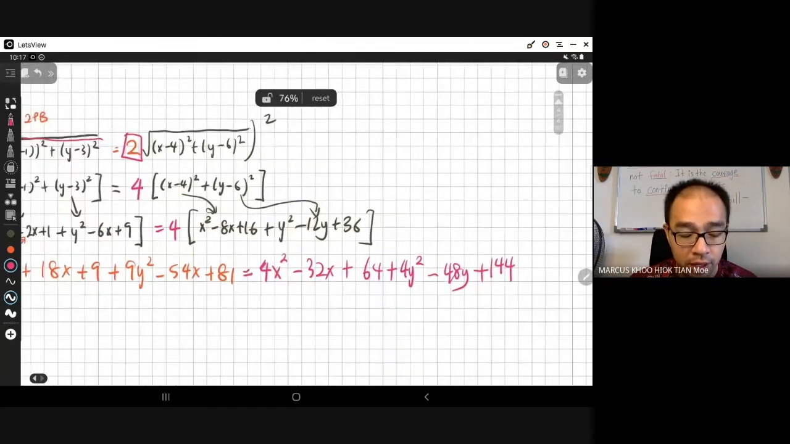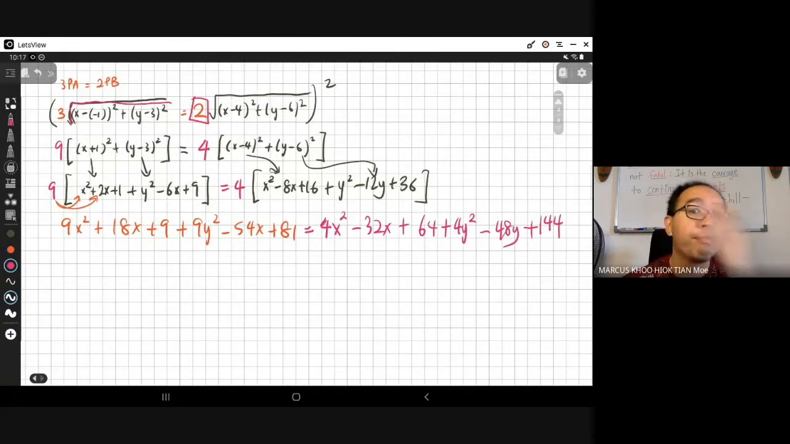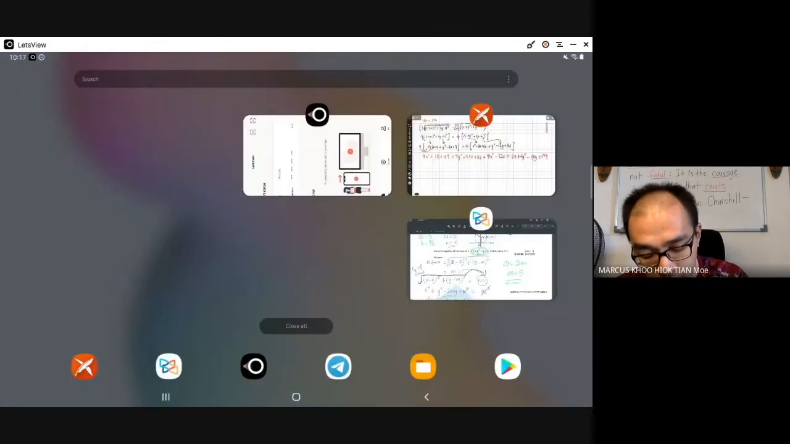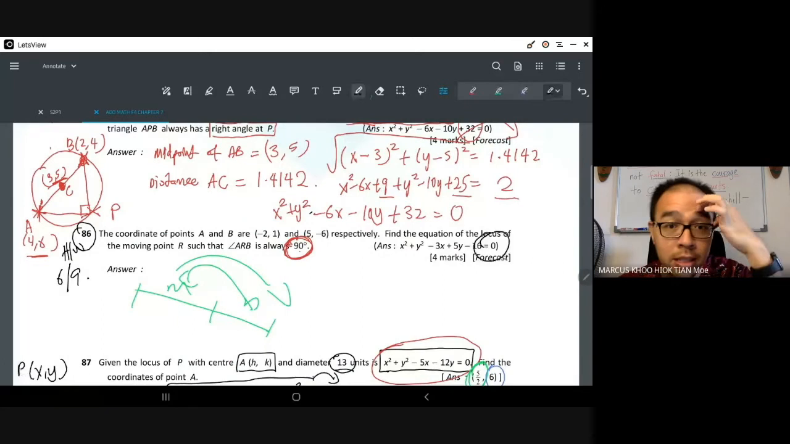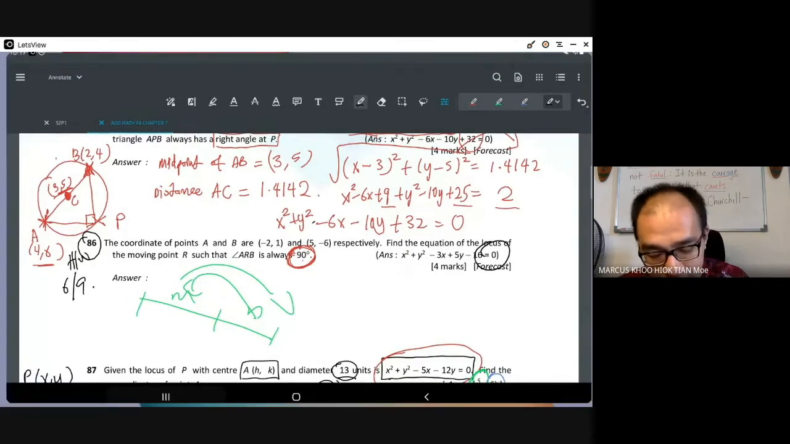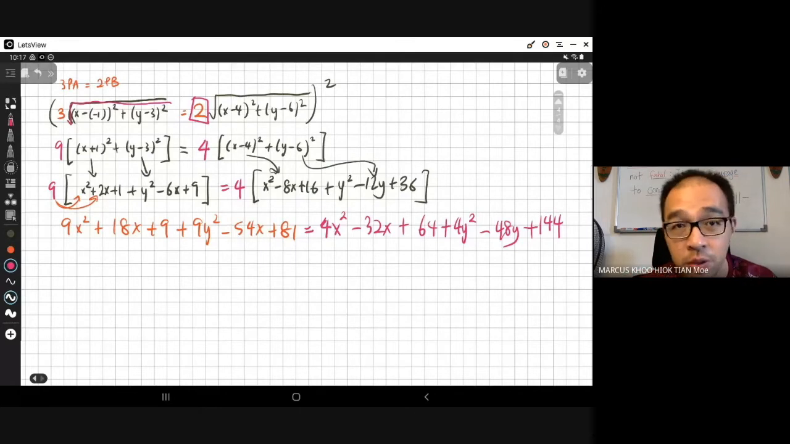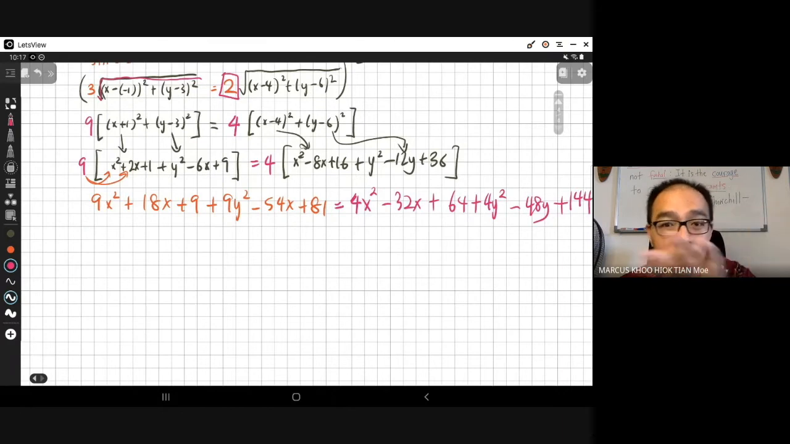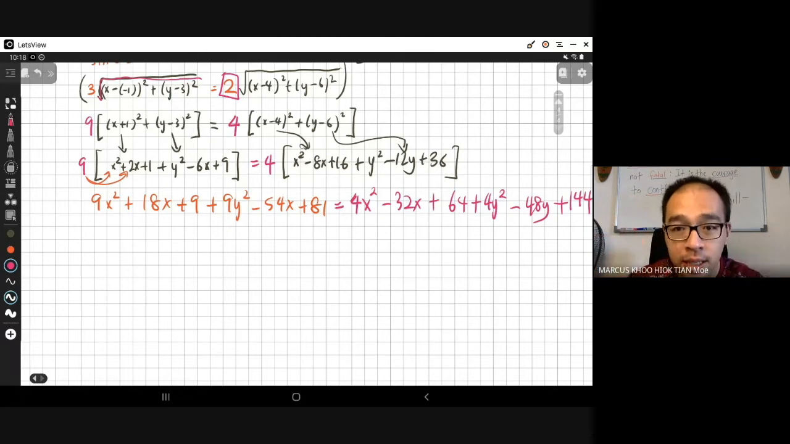So we get this very, very long equation. Move everything to the left side, because if you remember, all our equations of locus always equal 0. We want it to be this. It may be long, but as long as you understand, it's fine. So let's bring everything to the left and group the like terms together.